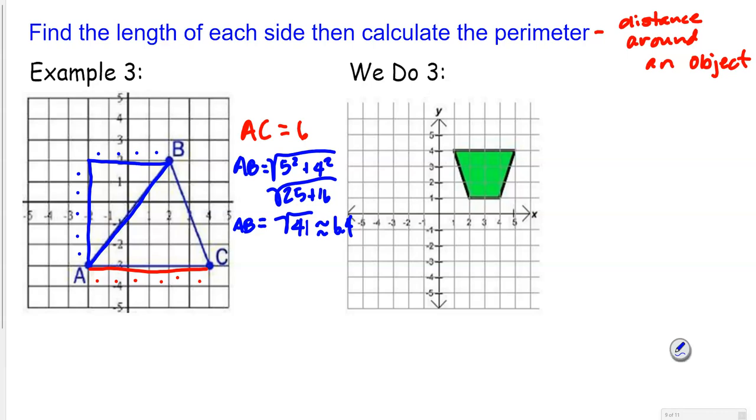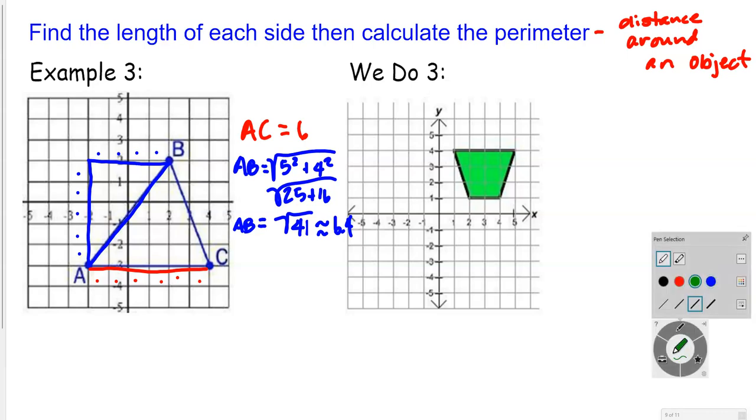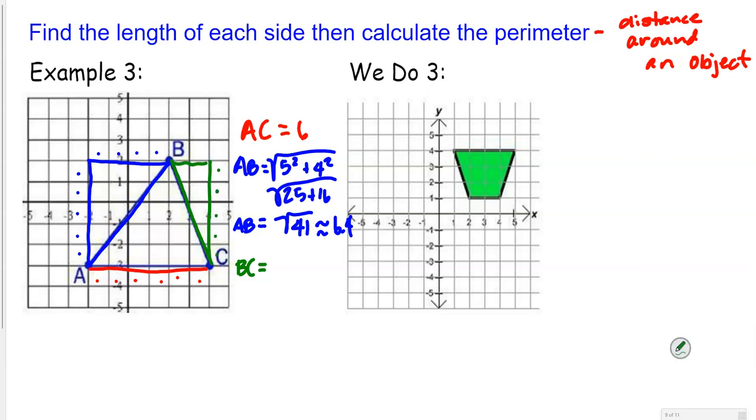Now let's find our third side. We're going to do this one in green. So that's BC, right? See BC right there? So BC is going to be equal to, again, we're going to look at our rise and our run, okay? So 1, 2, 3, 4, 5, and 1, 2, okay? So maybe I should have put those other ones over here. This was 5, right? And that was 4, okay?